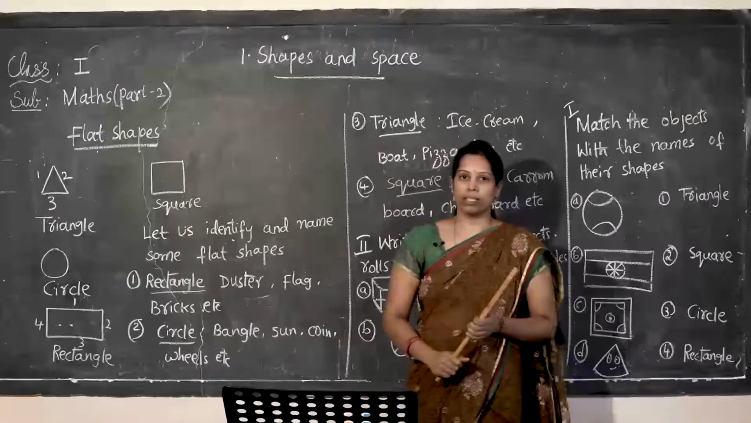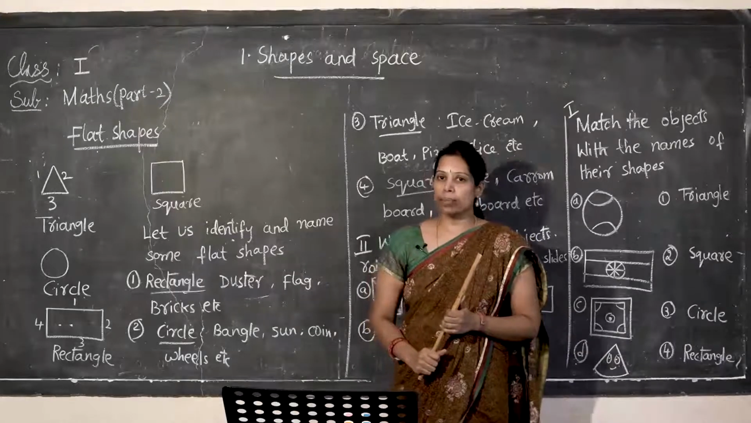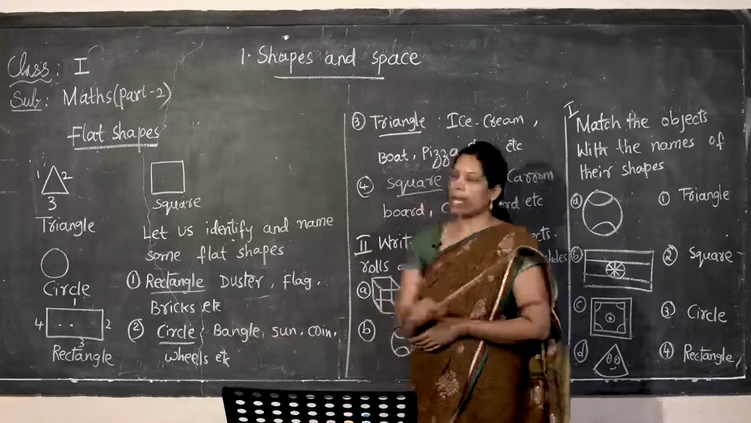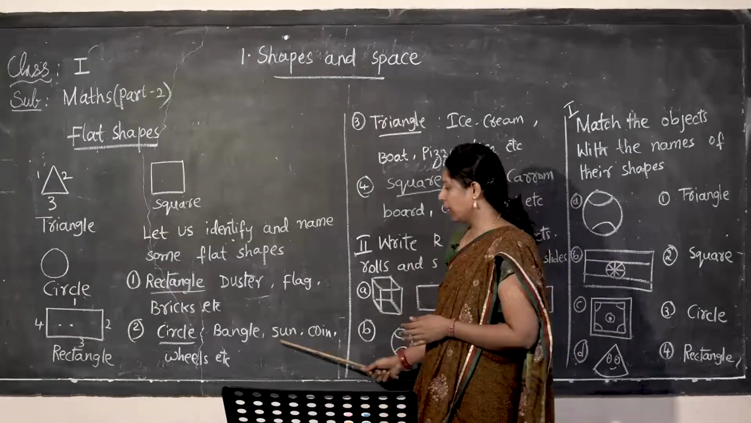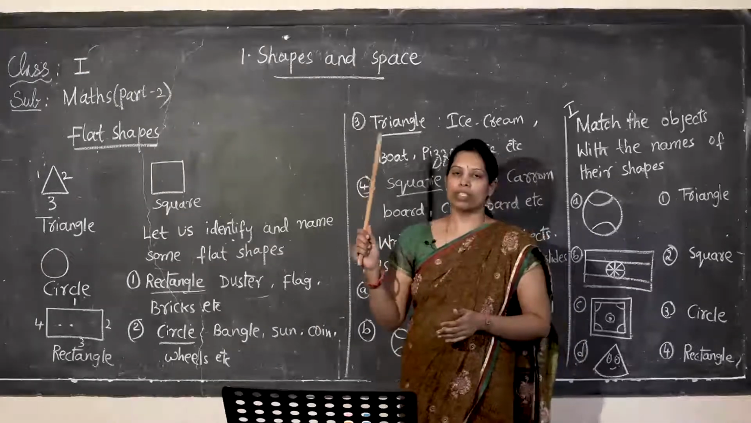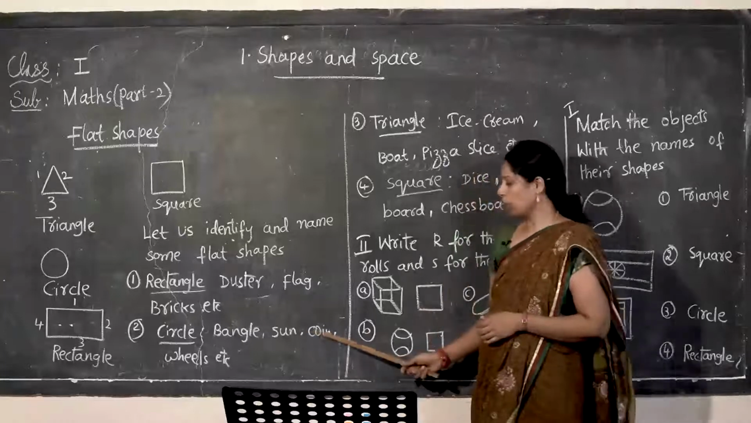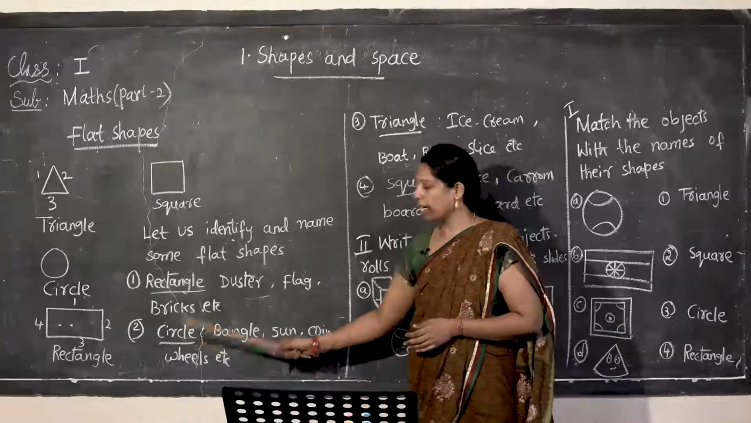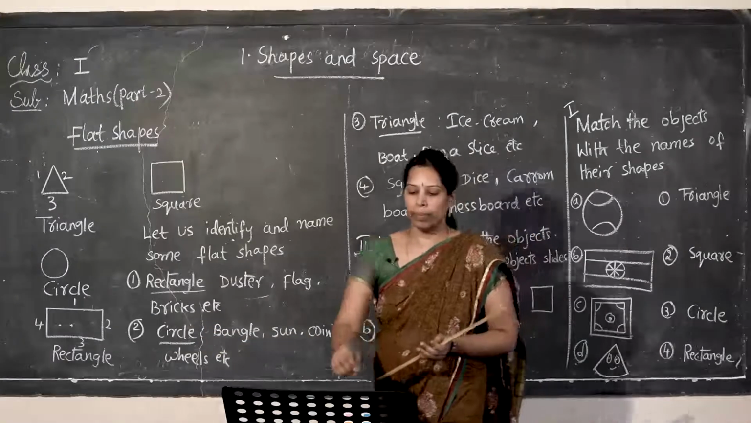Next, consider the circle. In our surroundings, can you give some names which are circle in shape? Yes, bangle. What is the shape of the bangle? Yes, it is circle in shape. Next, sun. What is the shape of the sun? It is also circle in shape. Next, what is the shape of the coin? It is also circle in shape. Next, wheels of the vehicle. They are also circle in shape.